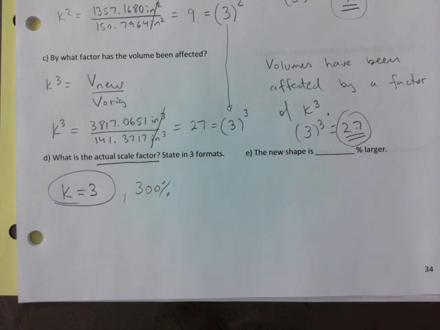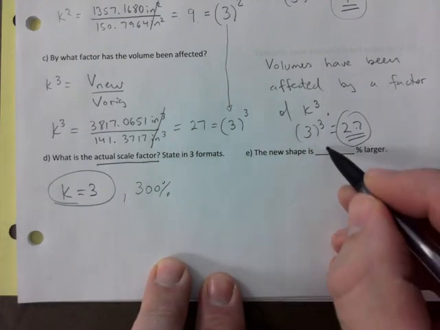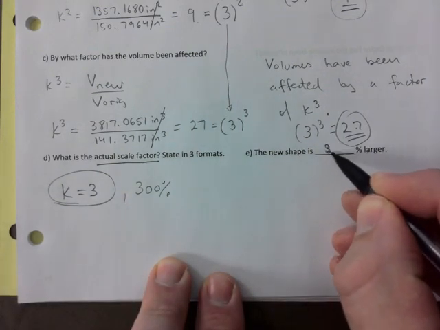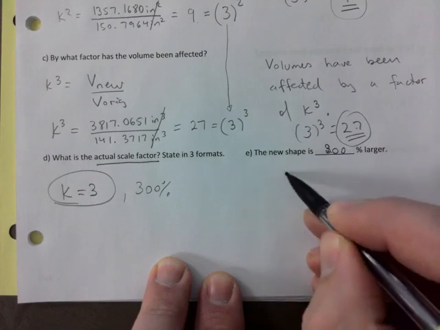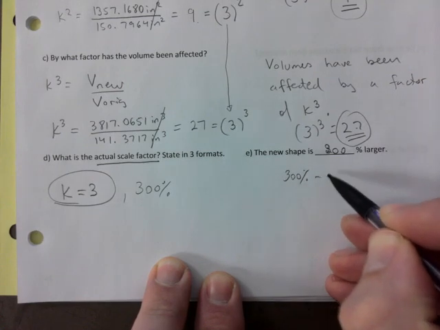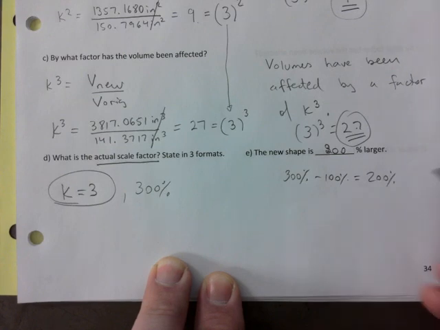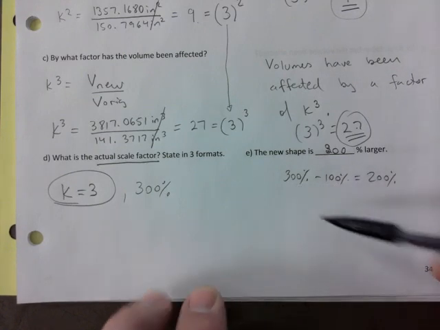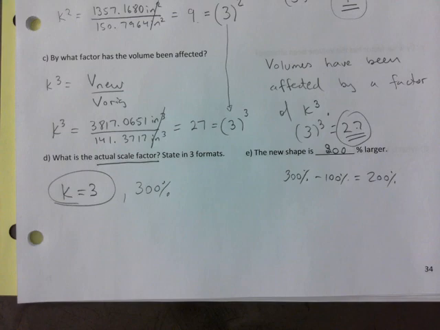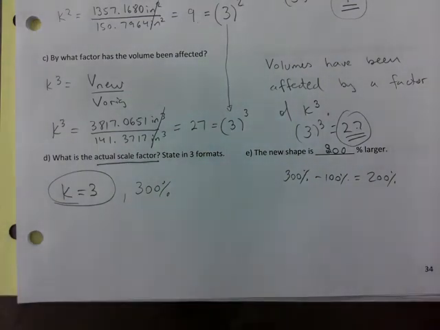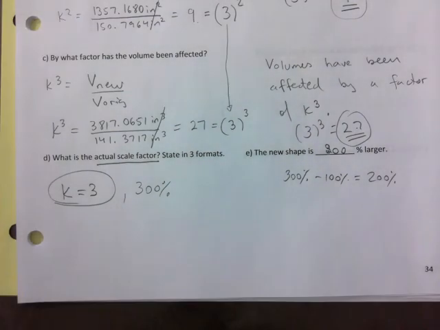And so the new shape is 200% larger. We go 300% minus 100%. So it's 200% larger, right? If you are at 300%, that means that you enlarged it by 200%. All right.